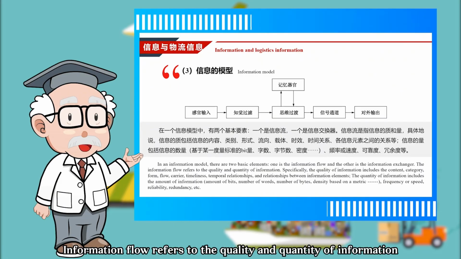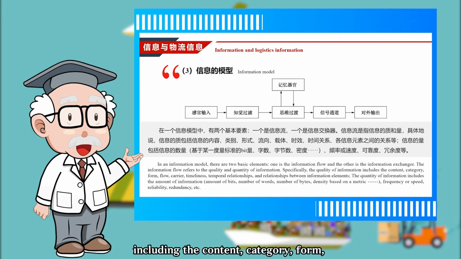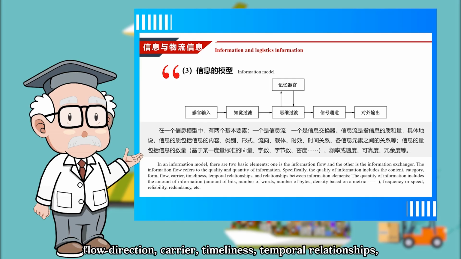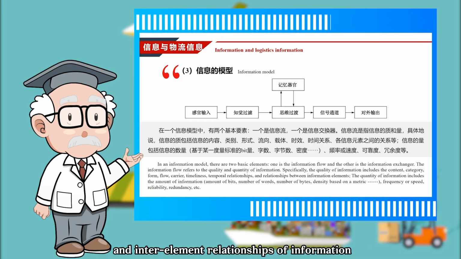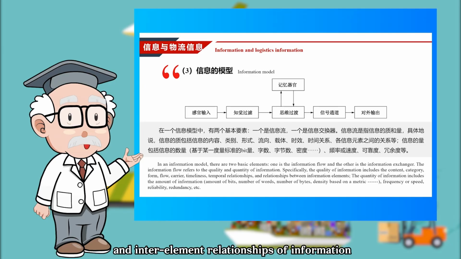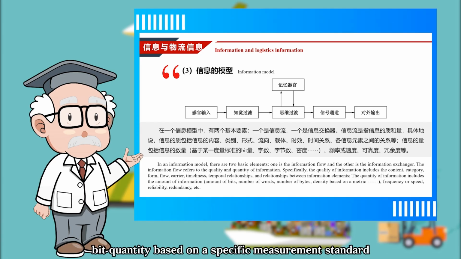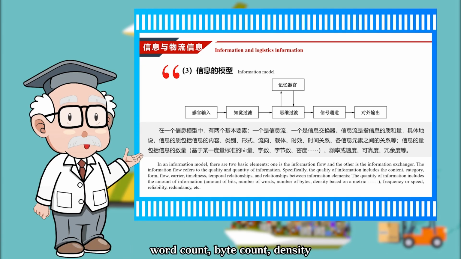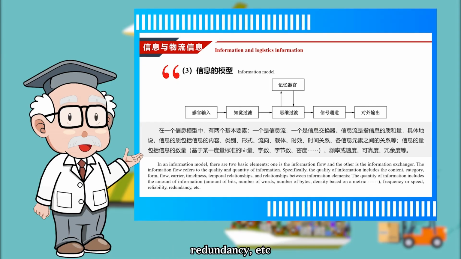Information flow refers to the quality and quantity of information. To be specific, quality of information includes the content, category, form, flow direction, carrier, timeliness, temporal relationships, and inter-element relationships of information. The amount of information includes the quantity of information, bit quantity based on a specific measurement standard, word count, byte count, density, frequency, or speed, reliability, redundancy, etc.